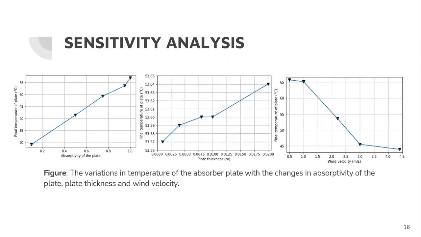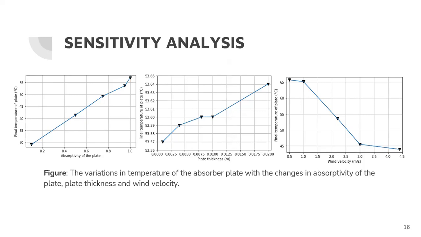Due to this significant change in temperature, we had to carry out sensitivity analysis to make sure we are not being left in anything. So at first we did 3 sensitivity analyses, with the final temperature of the plate being compared with 3 things: the absorptivity, the plate thickness, and the wind velocity. From the first graph, we can see as the absorptivity of the plate increases, the final temperature of the plate increases almost linearly. The same goes for the plate thickness.